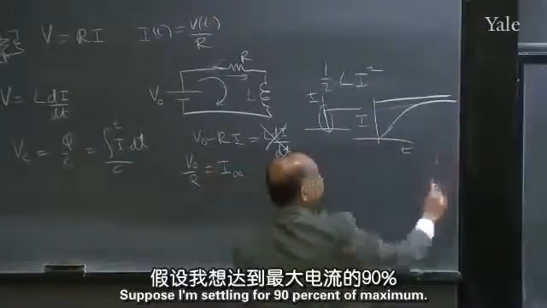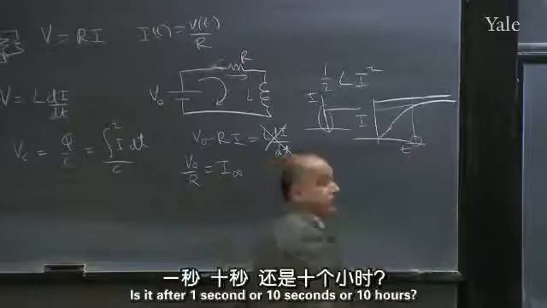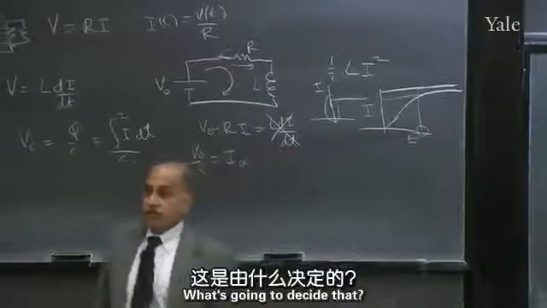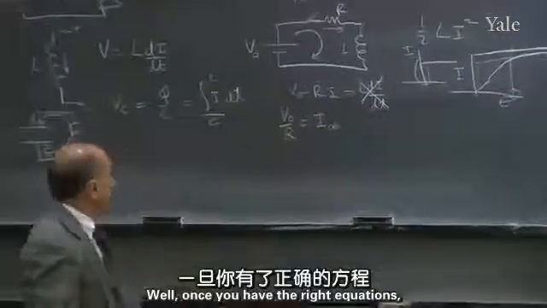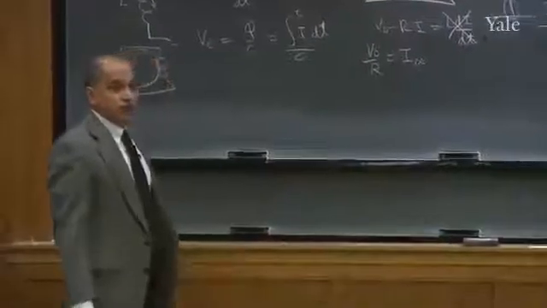Suppose I'm settling for 90% of maximum. When does that happen? Is it after 1 second, or 10 seconds, or 10 hours? What's going to decide that? Well, once you have the right equations, you can figure everything out. So we're going to do that.